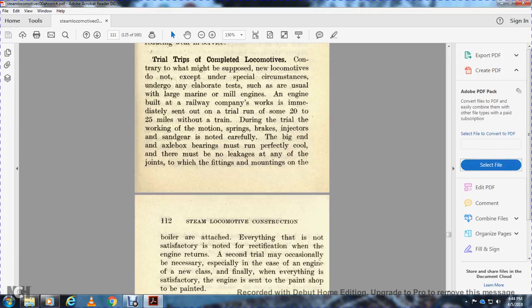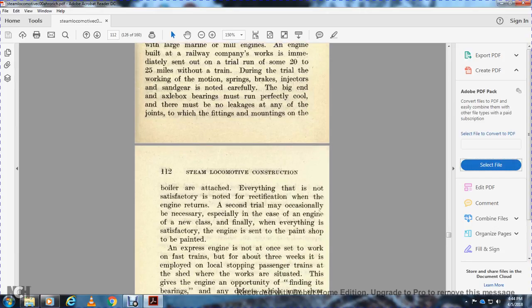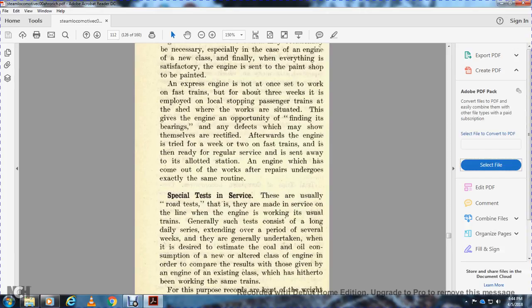it is noted for rectification when the engine returns, and a second trial may occasionally be necessary, especially in the case of an engine of a new class. Finally, when everything is satisfactory, the engine is sent to the paint shop to be tinted. The express engine is not put straight onto fast train work, but for about 3 weeks is employed on local stopping passenger trains at the shed where it is situated. This gives the engine opportunity to find its bearings, and defects which may show themselves are rectified afterwards. The engine is tried for a week on two of the fastest trains and is then ready for regular service, sent away to its allotted station.